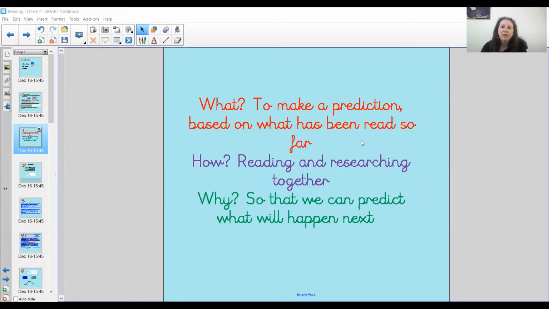Our aim is to make a prediction based on what has been read so far, reading and researching together, because we are going to be using our book, The Ice Palace. And why is that? It's so that we can predict what will happen next.